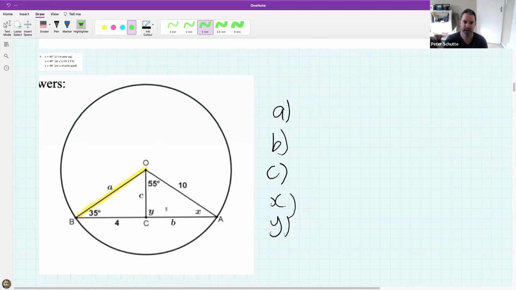So that would be A, that would be B, that would be C, that would be X, and let's say that would be Y.